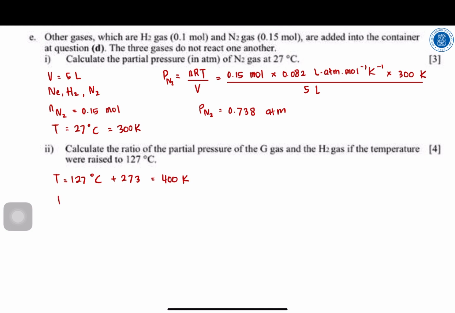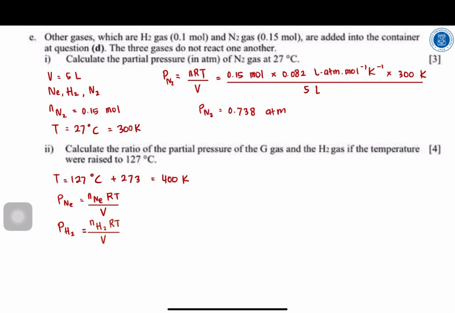So when we want to calculate the partial pressure of the G gas, which is neon, so for example, P neon, the partial pressure of neon, is the mole of neon multiplied by RT, and then divided by the volume. And then the partial pressure of the hydrogen, so P of hydrogen over here, is the mole of the hydrogen, RT, divided by the volume.